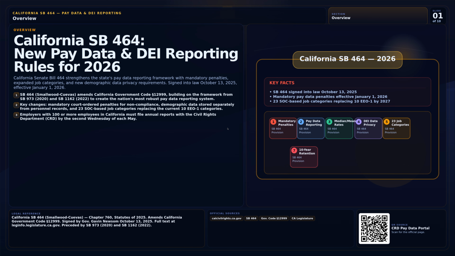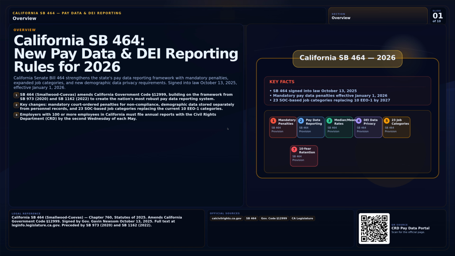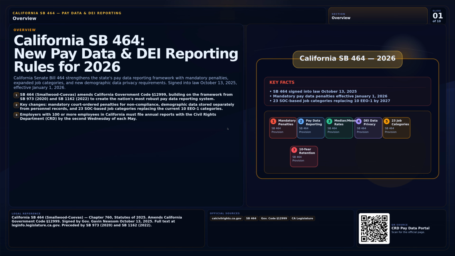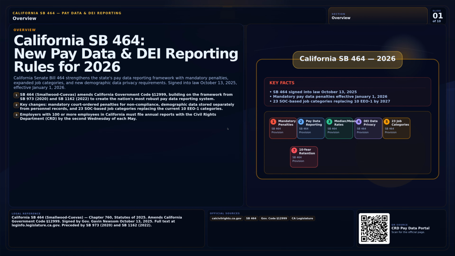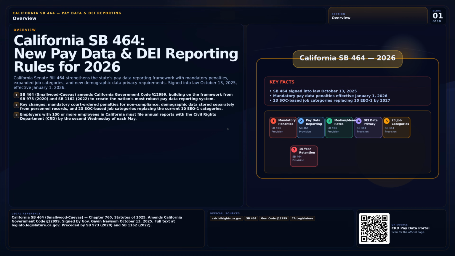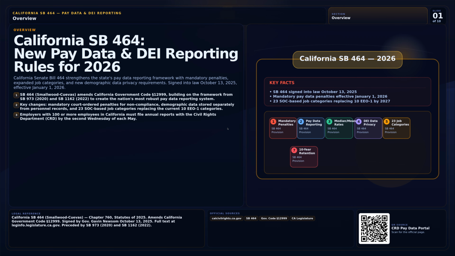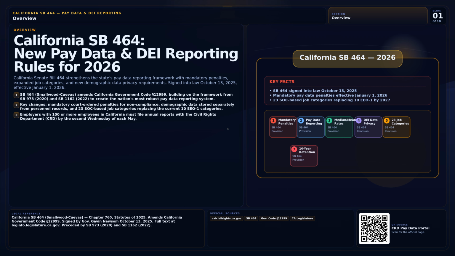Second, demographic data used for pay reporting must now be collected and stored separately from employees' personnel records, creating new data privacy obligations effective January 1, 2026. And third, the law expands from 10 EEO-1 job categories to 23 SOC-based categories beginning January 1, 2027.